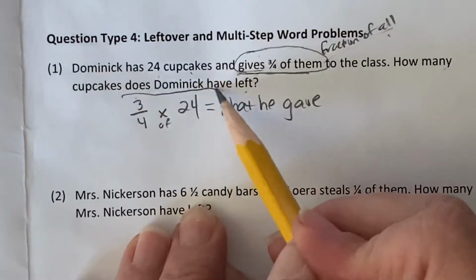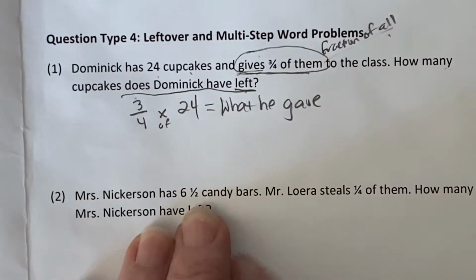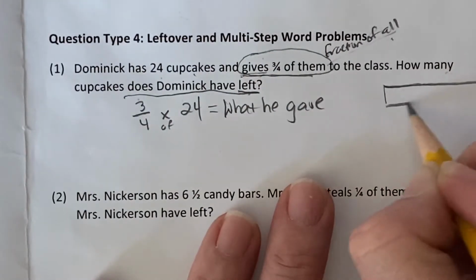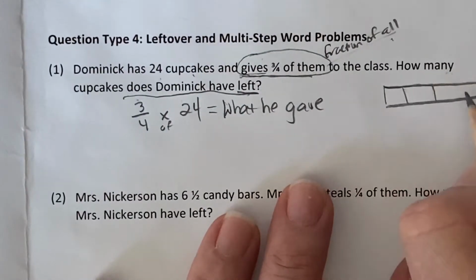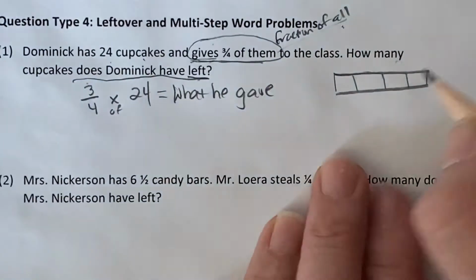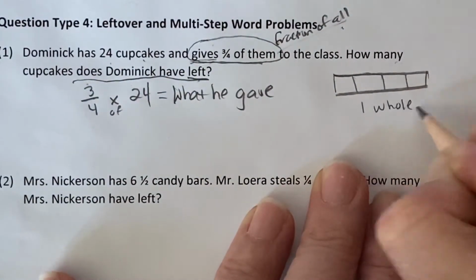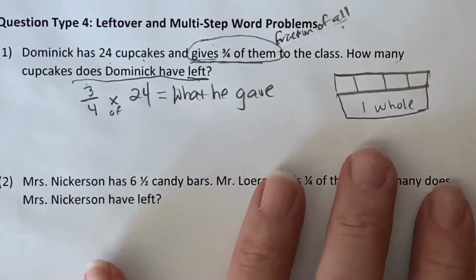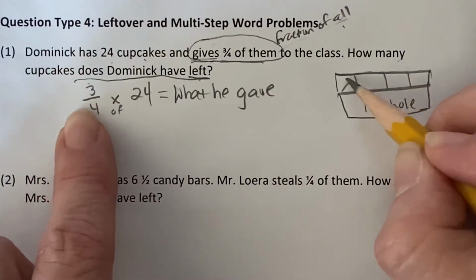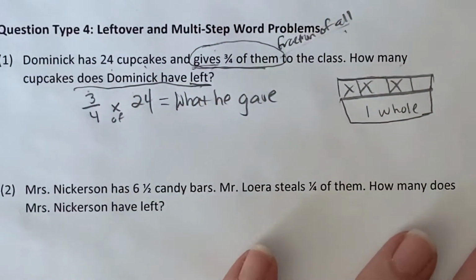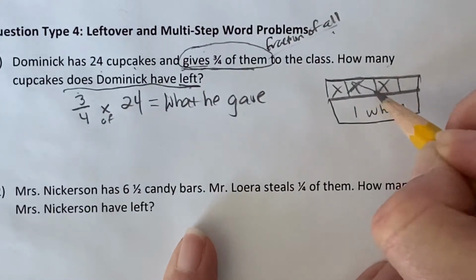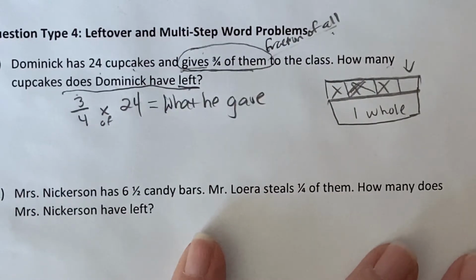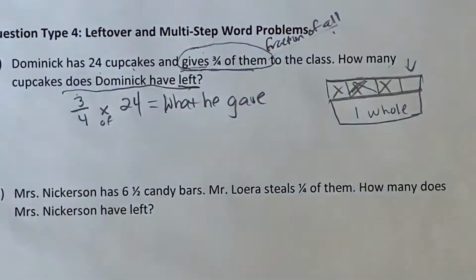But we want how many cupcakes Dominic has left. So this is a little trickier. So let's think about it. If we have 4/4, okay, this is one whole. Okay, and we give away 3/4 of them. How many did we not give away? 1/4, right? That's called a part-part model. Let me show you again.